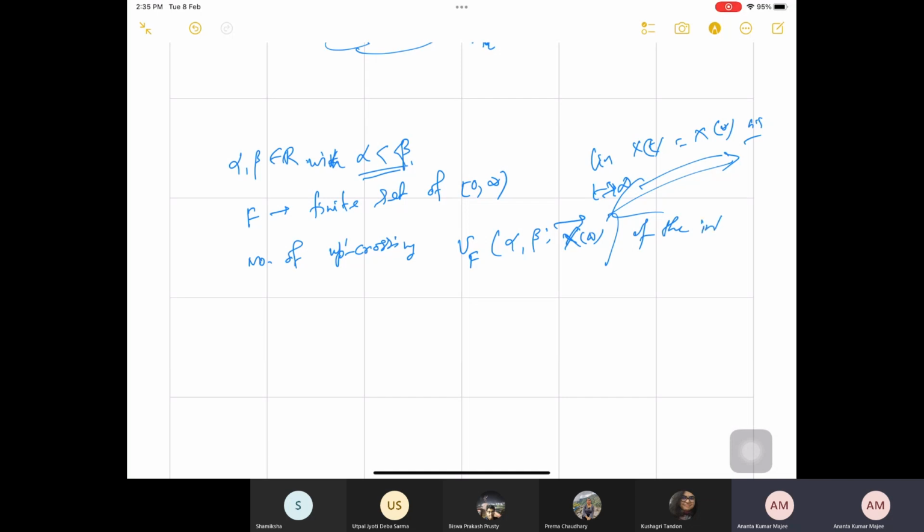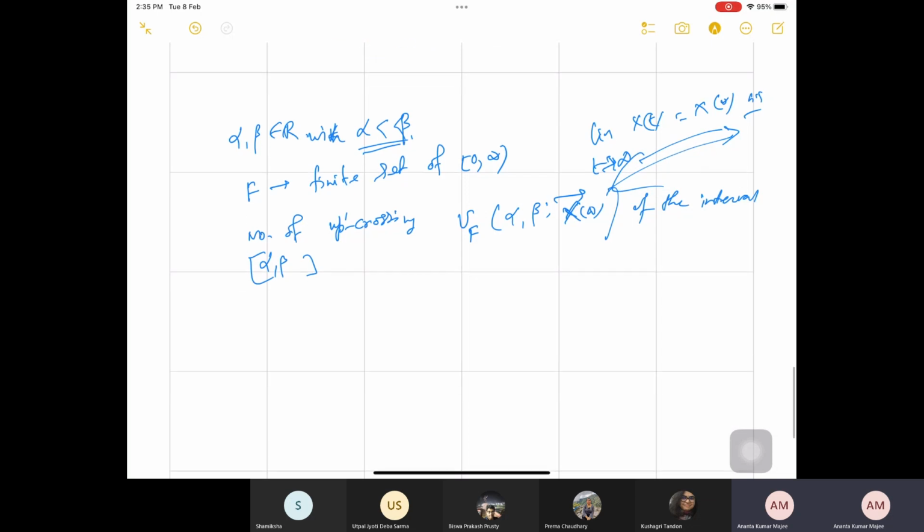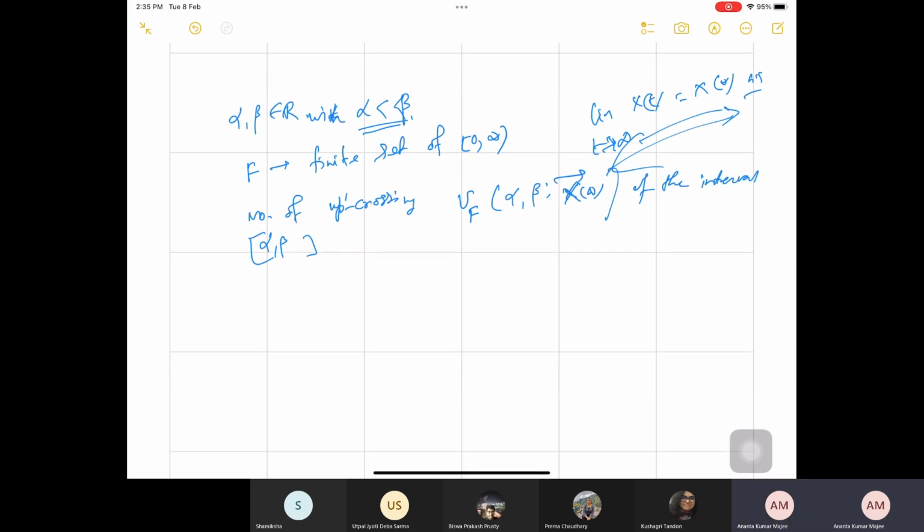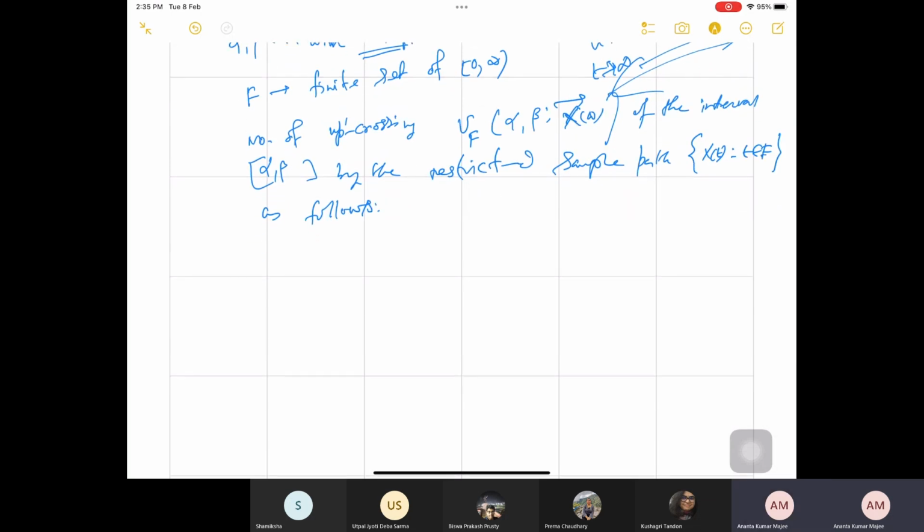Of the interval alpha beta, whenever we restrict the sample path x_t to my F, by the restricted sample path x_t such that t is in my F. Okay, so we define as follows. So F is my finite set, is it not?